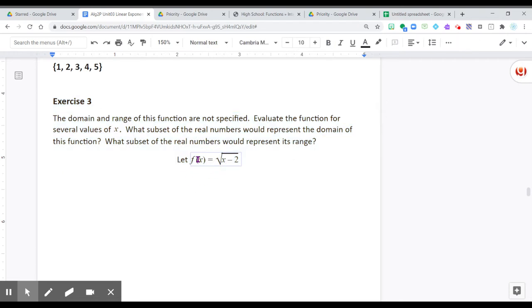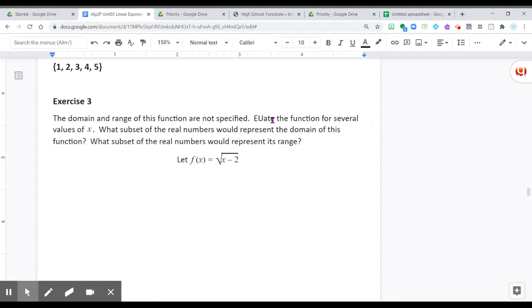We're dealing with a function here, f of x, where the input of x gives us the output of the square root of x minus 2. Notice we don't know what the inputs are and we don't know what the outputs are. We want to evaluate, or find the value of the function, for several values of x. The fastest way to do that will again be with a spreadsheet.